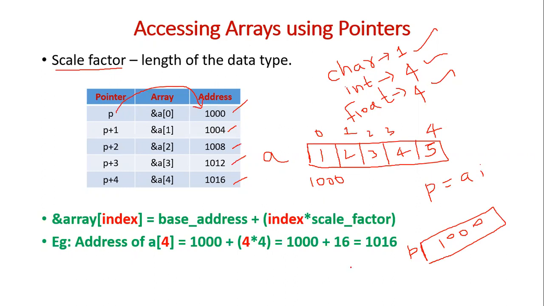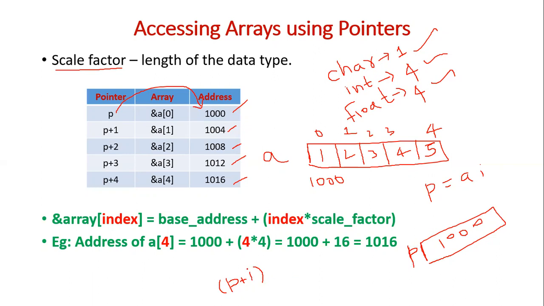That is fine. But what is p plus 1? P is 1000, so you can say that p plus 1 is 1001. But that is not the case. Please try to understand, this is a very key concept. If the starting address p is 1000, then p plus 1 is not just 1001.